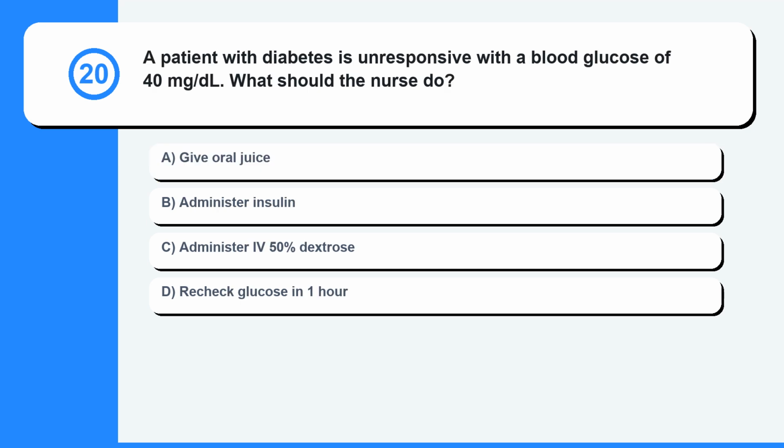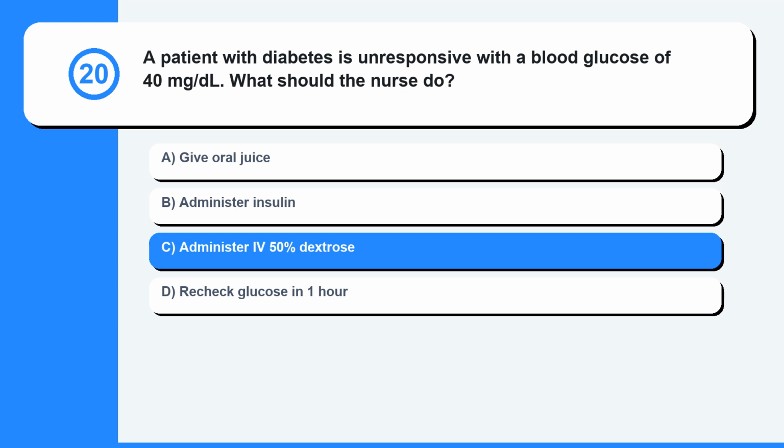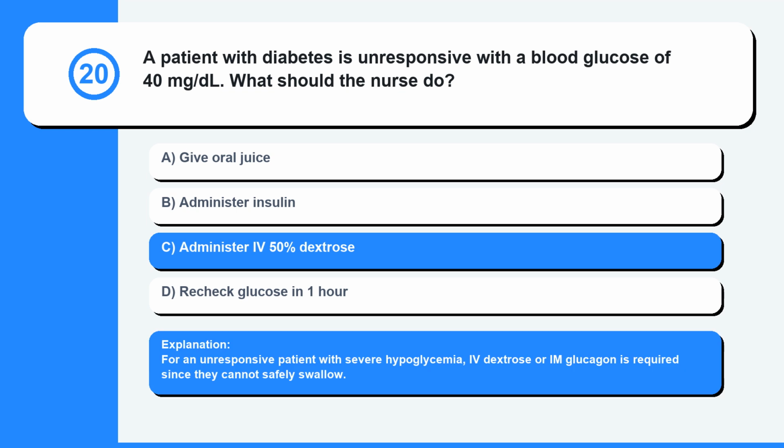Question 20. A patient with diabetes is unresponsive with a blood glucose of 40 mg/dL. What should the nurse do? A. Give oral juice. B. Administer insulin. C. Administer 50% dextrose. Or D. Recheck glucose in 1 hour. The correct answer is C. Administer 50% dextrose. For an unresponsive patient with severe hypoglycemia, IV dextrose or IM glucagon is required since they cannot safely swallow.